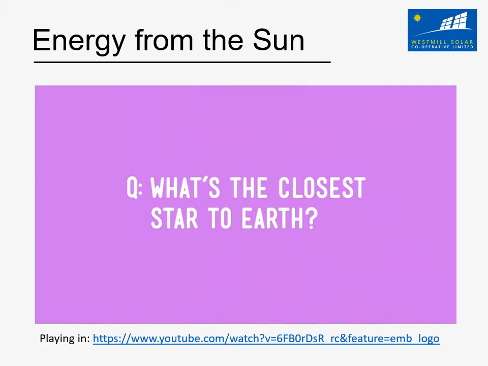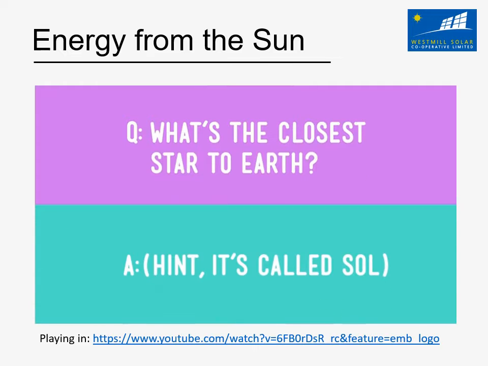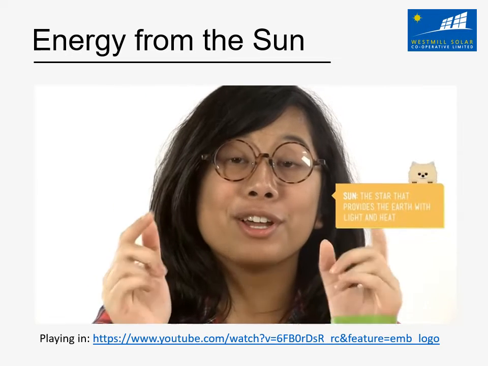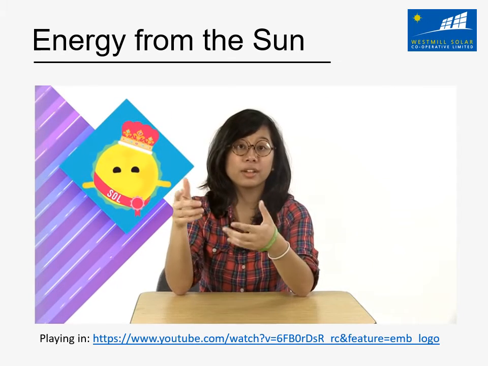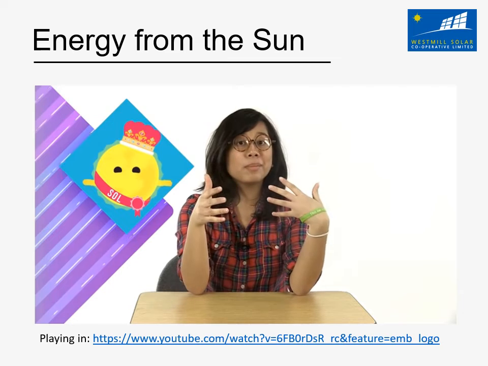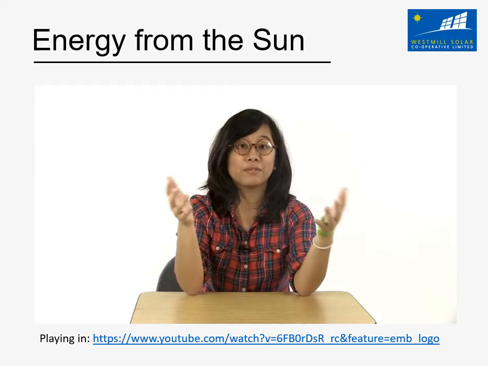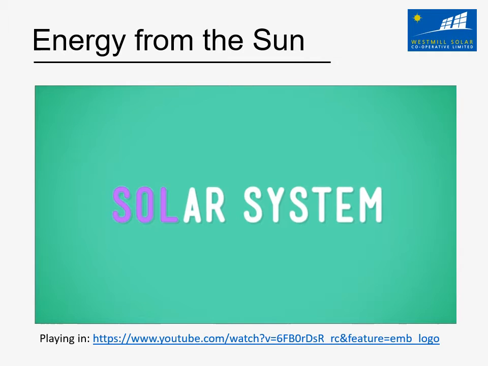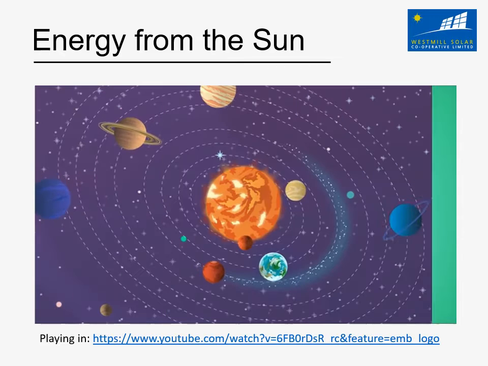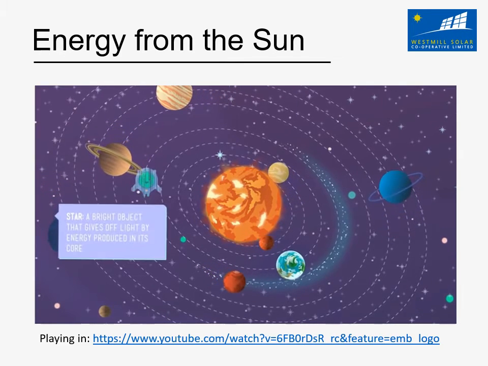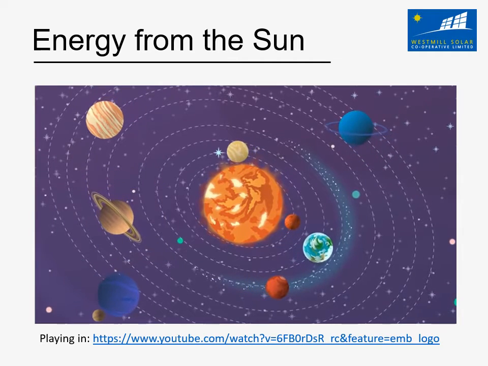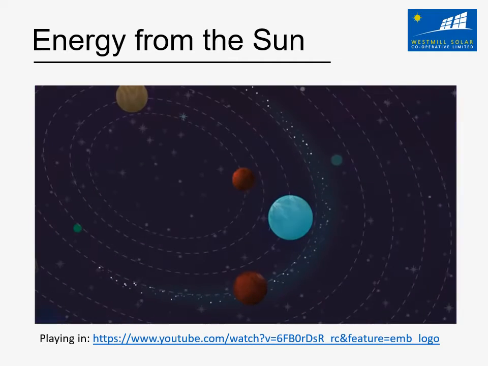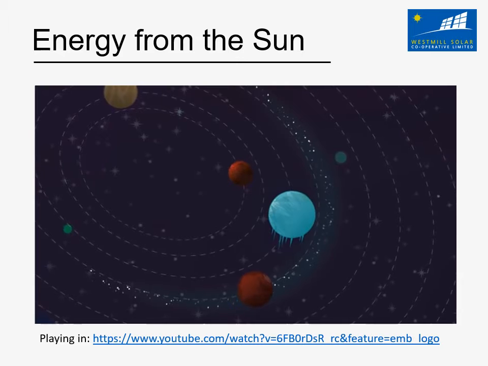Pop quiz. What's the closest star to Earth? It's called Sol. Never heard of it, you say? Sure you have. Sol is the sun. Ancient Romans, who once worshipped the sun, called it Sol, and it's become the kind of official scientific name for the sun. It's where the term solar system comes from. Sol, or the sun, is the star at the center of our 8-planet solar system that provides us with energy. Without the sun, Earth would be a dark, frozen world with no life.